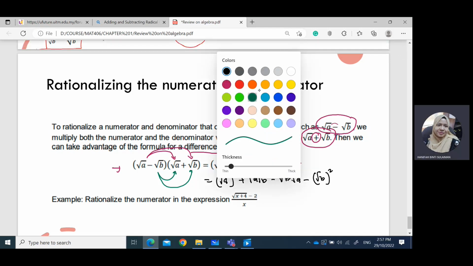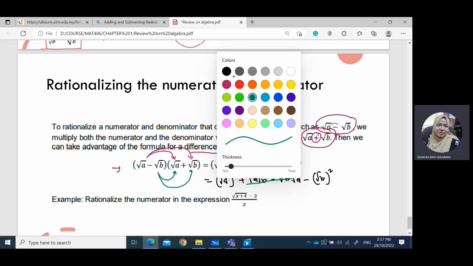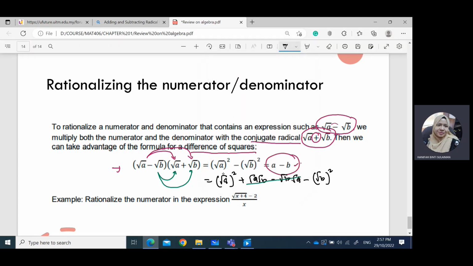Okay. So in the middle here, which is a positive square root of a times square root of b minus square root of b times square root of a, it will be 0. Okay, so we can cancel it out. Then here, we will have square root of a to the power of 2. It is equivalent to a, and minus square root of b to the power of 2, we have b. So that's why we have this answer, which is a minus b.